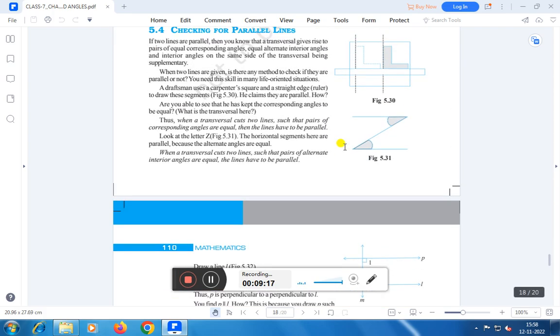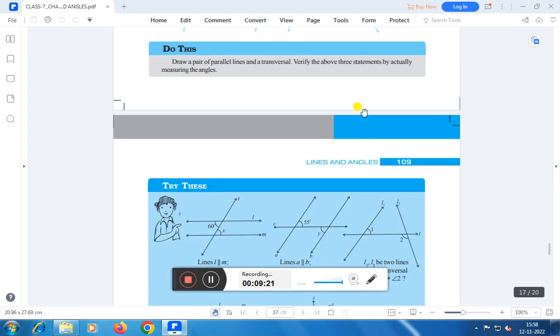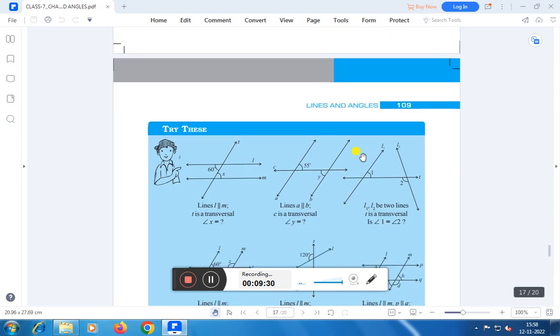That means if you satisfy the condition of parallel lines, then you can say that corresponding angles are equal, alternate angles are equal, or you can say the sum of the angles on the same side of the transversal is supplementary or 180 degrees, right?